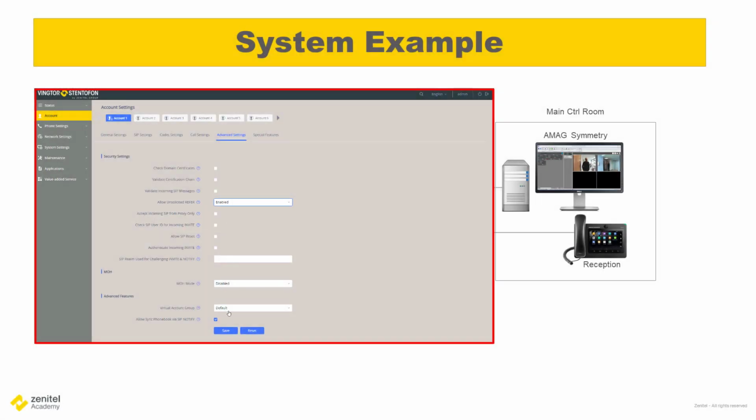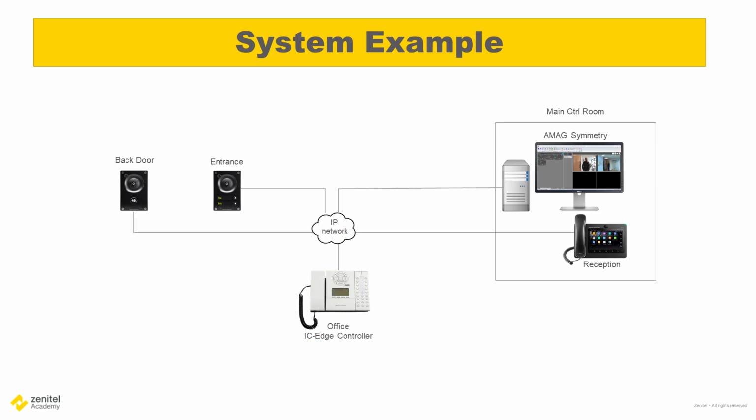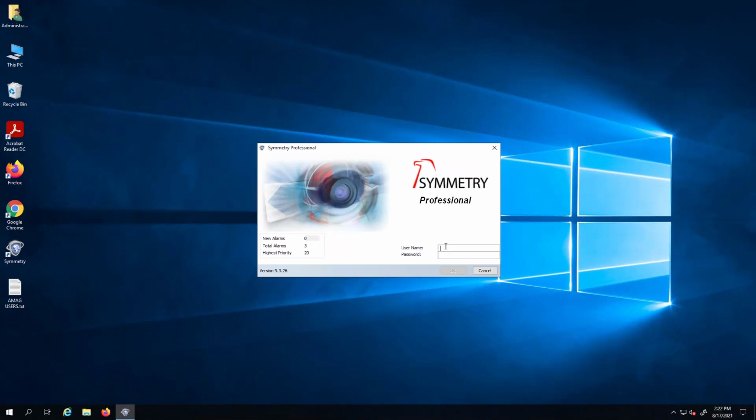The AMAG Symmetry does not offer audio communication, so the operator station is used for answering calls and audio communication with the calling station. How to define the operator station is shown later in this video. Next, we will show how to set up the integration within AMAG Symmetry, as well as some basic operations. We assume that AMAG Symmetry is already installed and up and running.